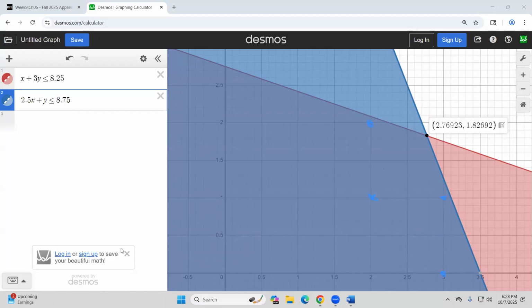So I can get rid of this. Most likely, this is not the solution, right? Most likely, the optimal solution is one of these points, right? Either this point, which is 2 and 2, or this one, 2 and 1, or 3 and 1, right? So the possibility is most likely one of these.